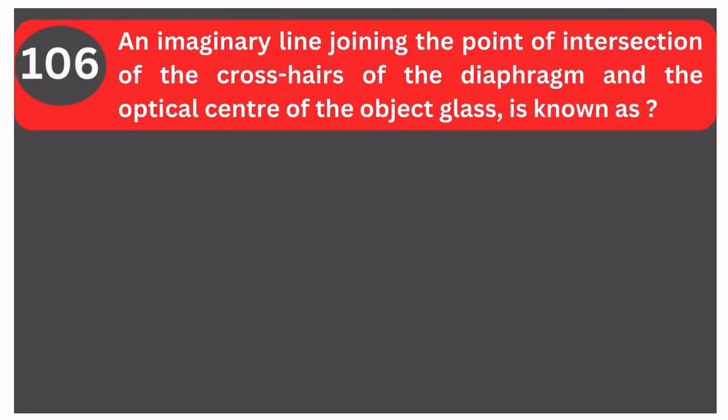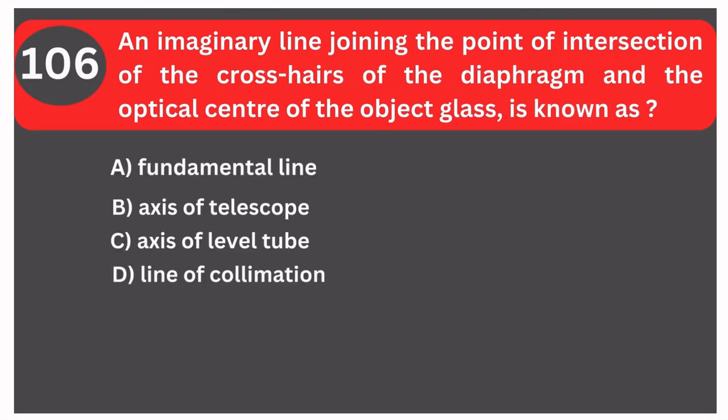An imaginary line joining the point of intersection of the crosshairs of the diaphragm and the optical center of the object glass is known as. Options: A. Fundamental line. B. Axis of telescope. C. Axis of level tube. D. Line of collimation. Answer: D. Line of collimation.